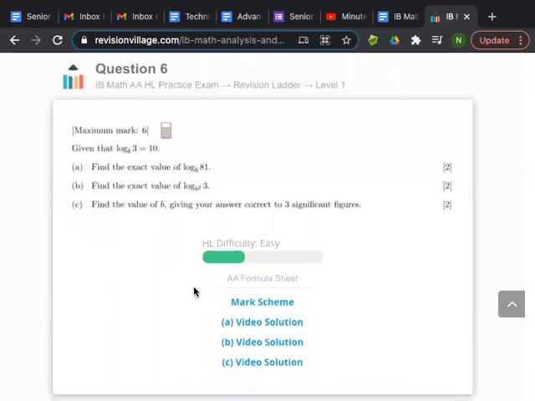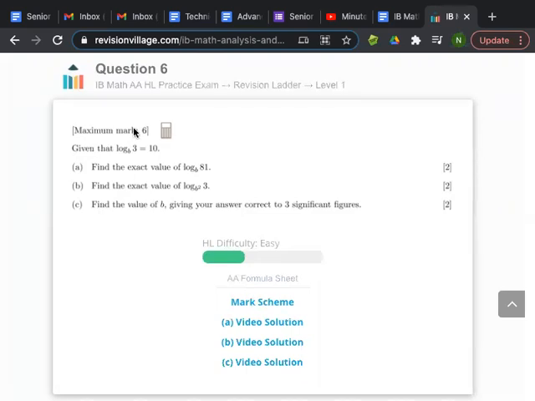Okay, this one, we didn't do this one, so we can go over it, but I feel like it's pretty straightforward. Given that log base b of 3 is equal to 10, find the exact value of log base b of 81.